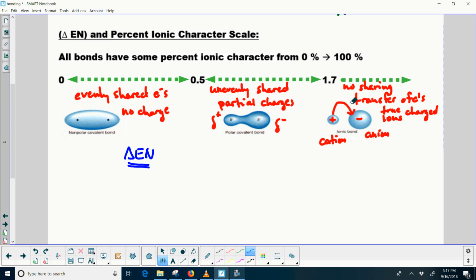Now, if the difference in electronegativity is so high, what happens is the element with the greater electronegativity simply attracts and holds on to the electron, and it becomes an anion. And the other element with the lower electronegativity becomes a cation. So there's a true transfer of electrons, no sharing, and you get these true charges being formed here. And that's what we're going to be looking at today.